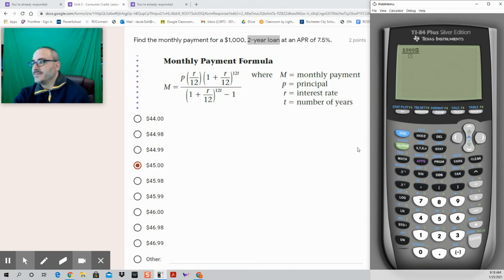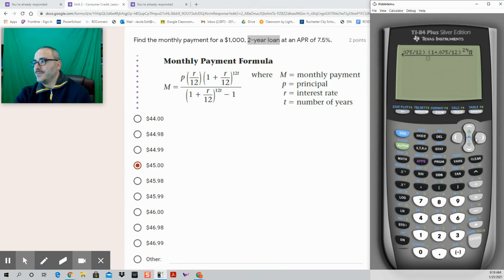P is 1,000 times the rate divided by 12. That's 0.075 divided by 12, right? Times parentheses 1 plus my rate divided by 12, 0.075 divided by 12. Close the parentheses. Raised to the power of 48. Oh, wait, no. My bad. 24, right? 2-year loan, 12 times 2 is 24. Raise to the power of 24.